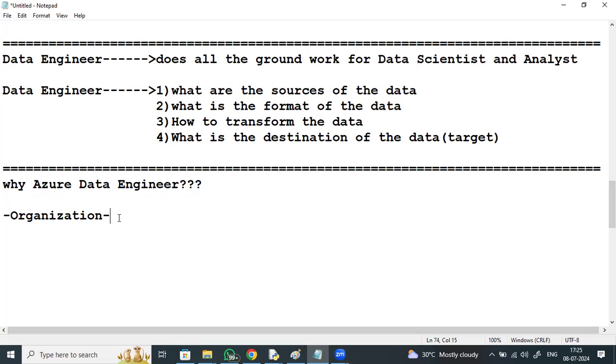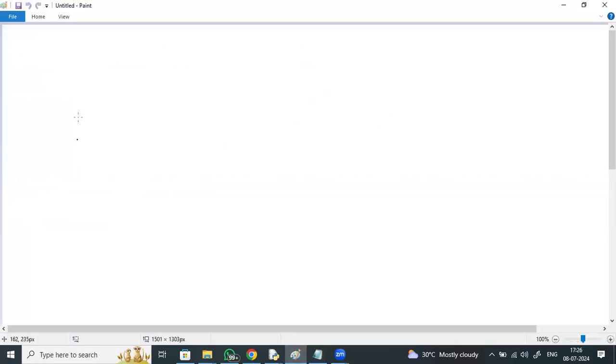So it hires people to increase its business revenue based on this behavioral data on its website. Mainly it is going to hire two roles. Azure data engineer is one. Secondly, a data scientist.